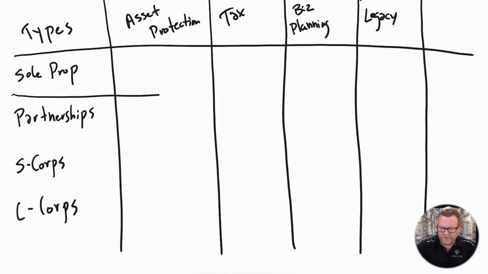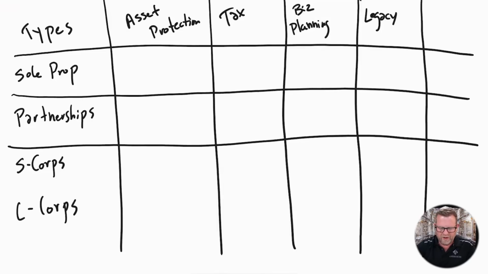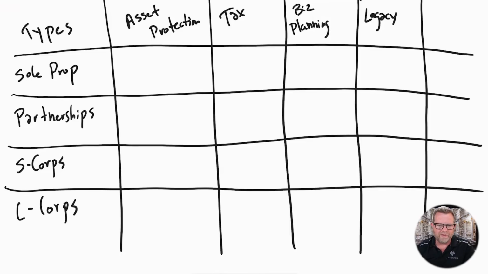And so we're going to go through each one of these. We're going to go through the pros and cons of each one. And then I'll come back and do the little checklist. So I'm going to make that go away for a second, and then we'll come back and go over it after we've gone through the various types of entities.